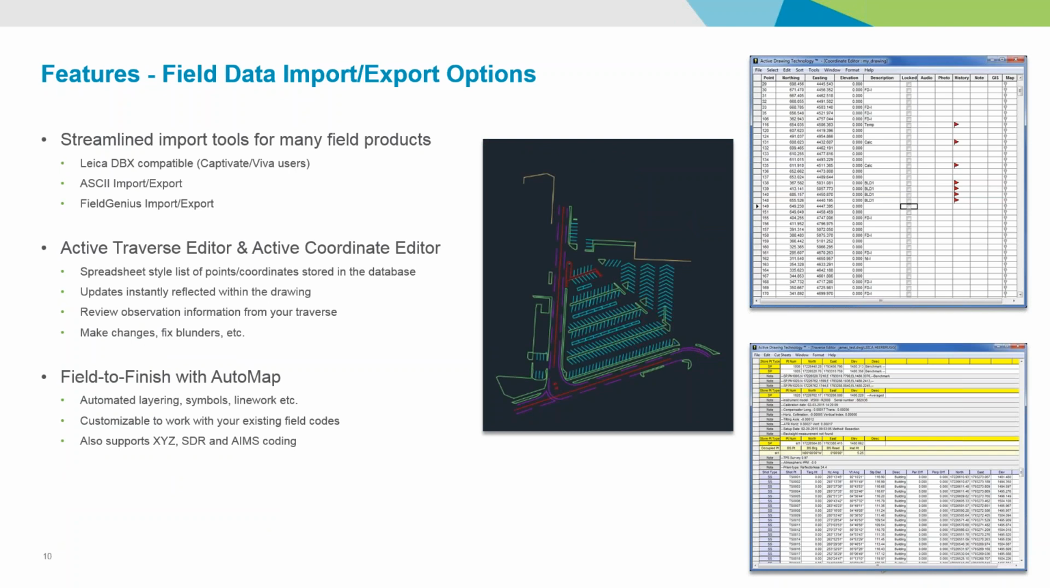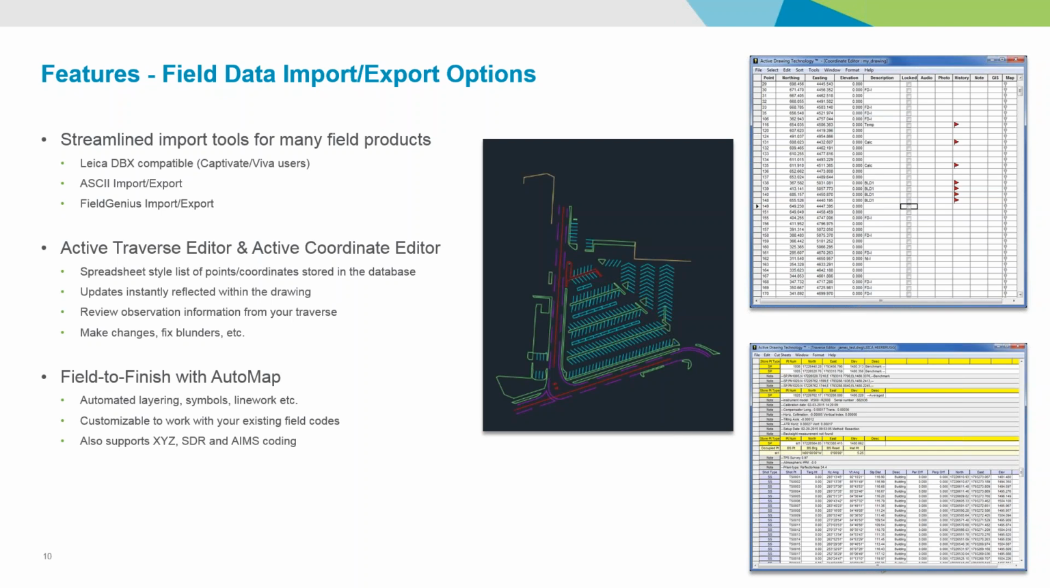So, field data importers. Obviously, as surveyors, a lot of what we do is collect points in the field, and we need to be able to bring that data into our drawings. So embeddedCAD has a lot of third-party importers available to you. Obviously, we import our own Field Genius software. It's very easy to import and export Field Genius projects, and import and export ASCII files. And for you Leica users out there, we are compatible with the Leica DBX format.